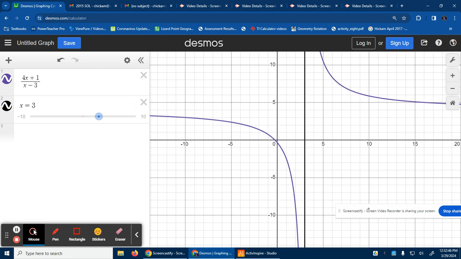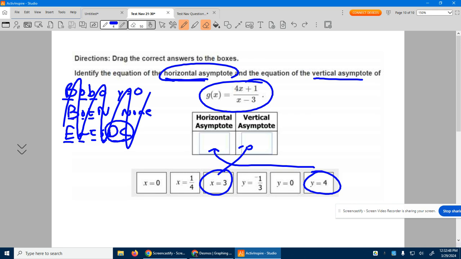But we should be able to do this: BOBO BOTTEN EATS DC for horizontal, and then just set the bottom, the denominator, equal to 0 to find your vertical.